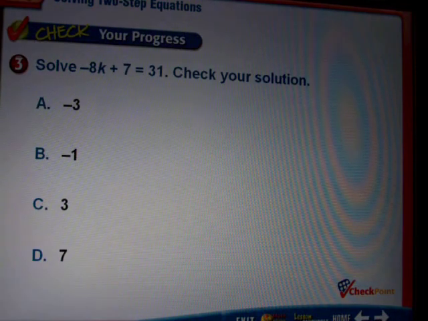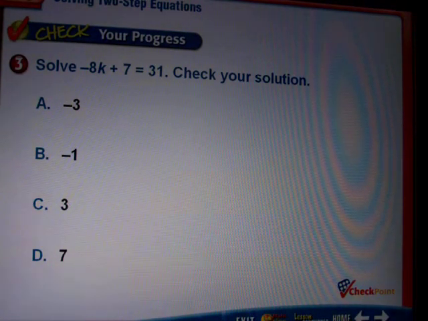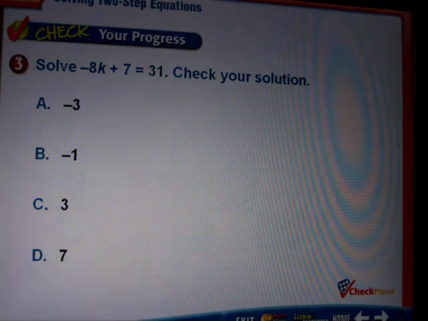So now solve negative 8k plus 7 is equal to 31, and then check your solution. If you're catching on right now, you're always going to do your addition or subtraction part first. Is the answer A, negative 3, B, negative 1, C, 3, or D, 7? And your answer is?